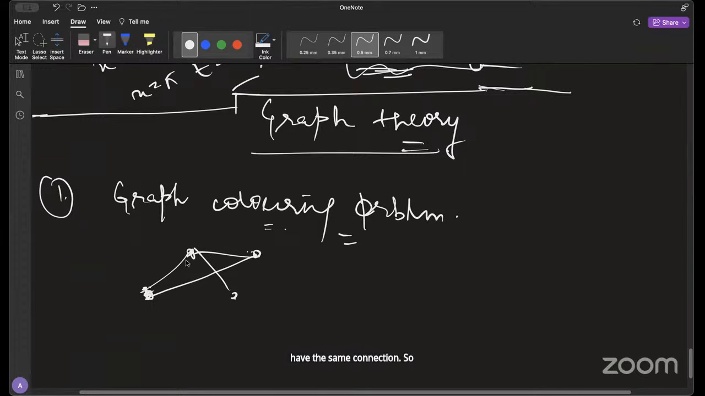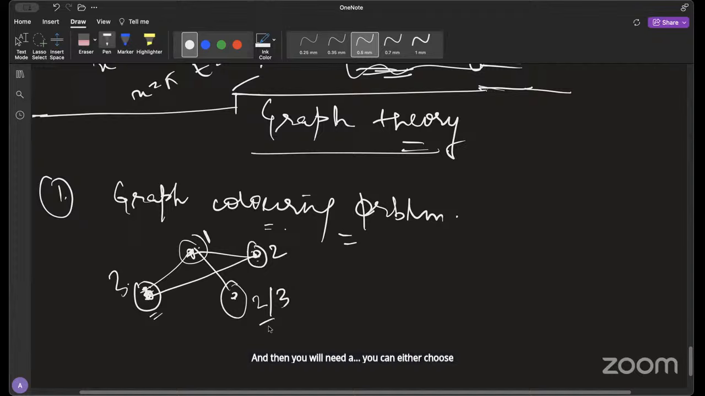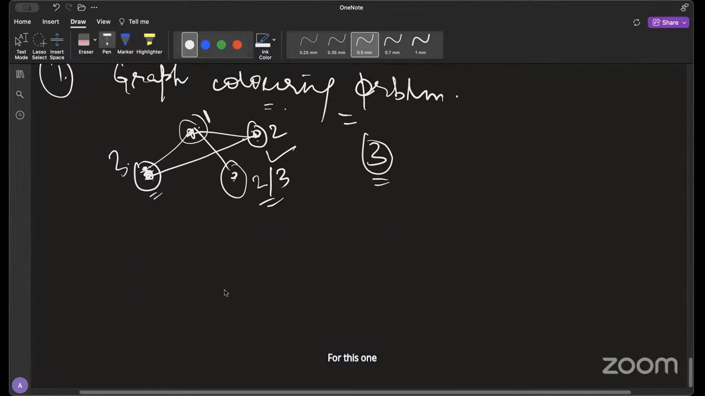So in this one, what if you have say this thing, so you need one color for this one, and then you need a distinct color for this. You can't take color 2 here and 1 here because this vertex is adjacent to both of these. So you need a different color here, and then you can either choose 2 or 3. Any one works. So with 3 colors, you'll at least need 3 colors for this one. That's a graph coloring problem.